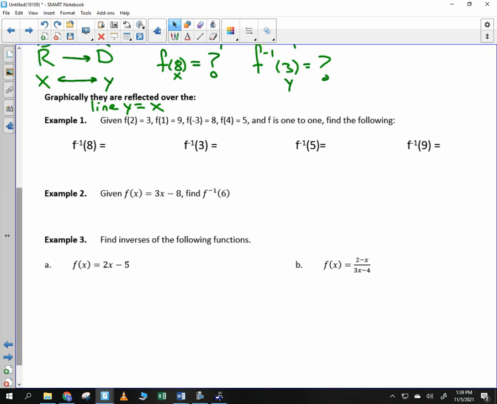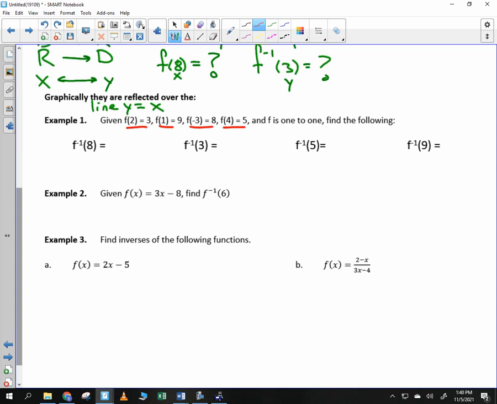Let's go to some examples, and this will make sense for you because you like the algebra. That's what draws you to the math, and I get it. So here it says f of 2 is 3, f of 1 is 9, f of negative 3 is 8, and f of 4 is 5. It says that the function is 1 to 1. That means it has inverses.